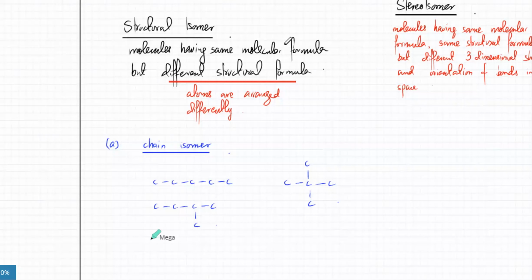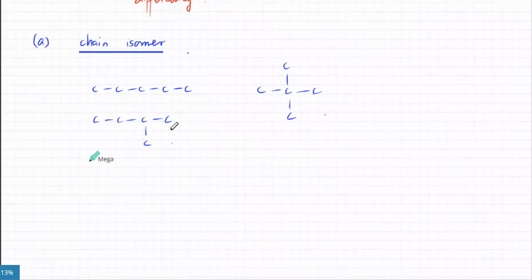I just said that there are two main branches. One is structural, the other one is stereo. We're going to come to stereoisomers later, but right now we're focusing on structural isomers. And that's the first type. That's known as a chain isomer. Now, in this type, it's very important to know what is not an isomer.